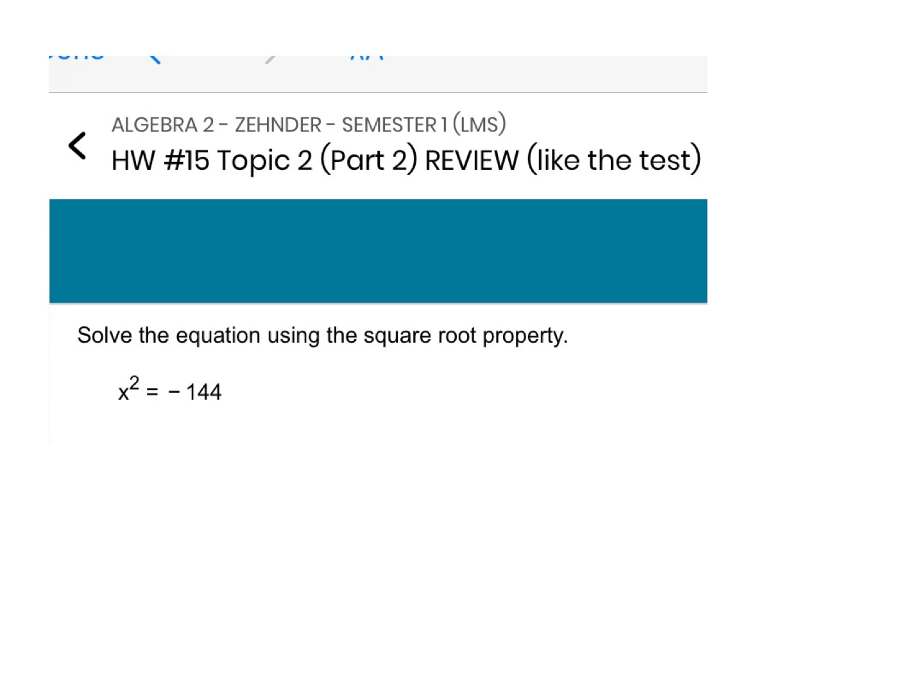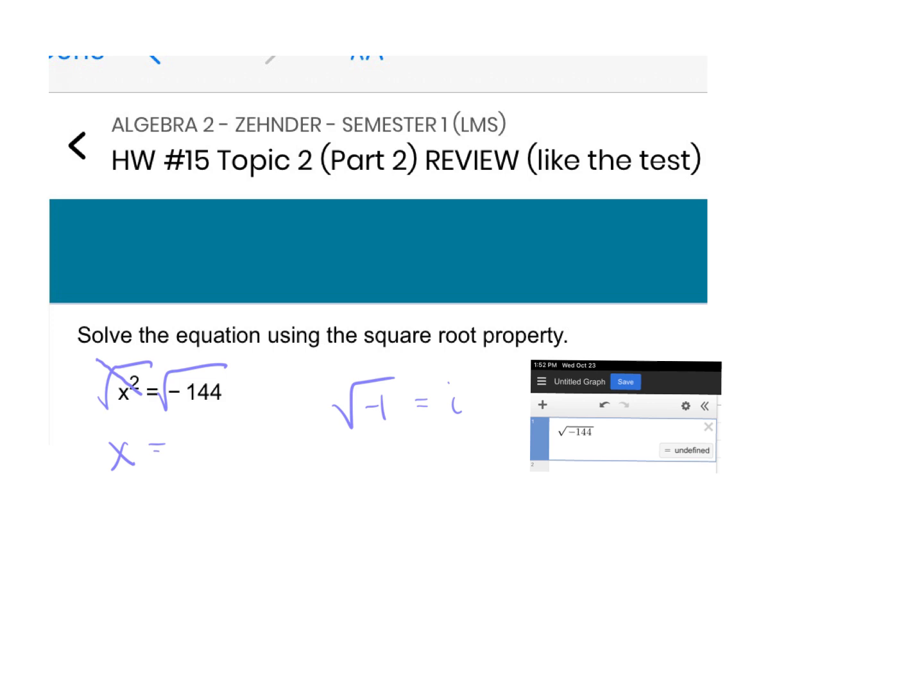What we know about i is that the square root of -1 is equal to i. So when I solve this equation, to get rid of this square, I do the opposite, and the opposite is taking the square root. I do that on both sides. When I take the square root, it cancels this out and I just get an x. Now this -144, if you type that in your calculator, it'll tell you error. Or Desmos says undefined, as you can see right here.